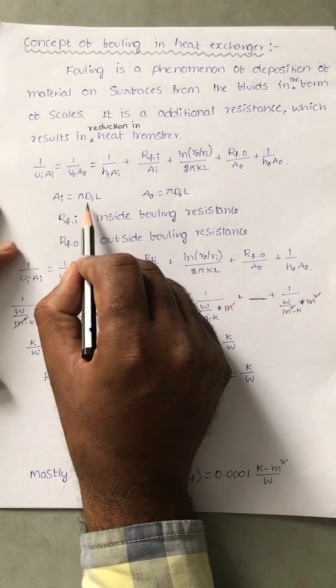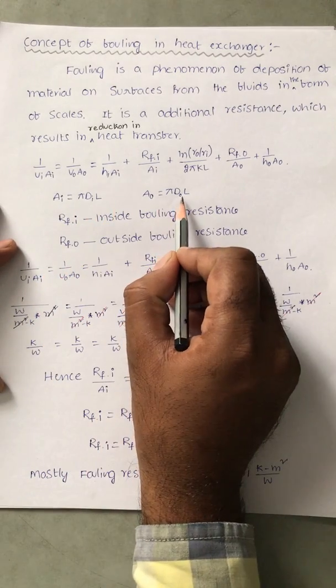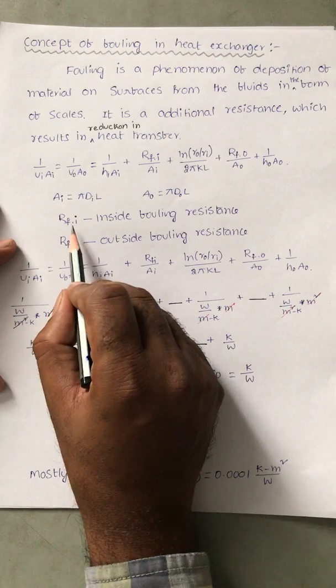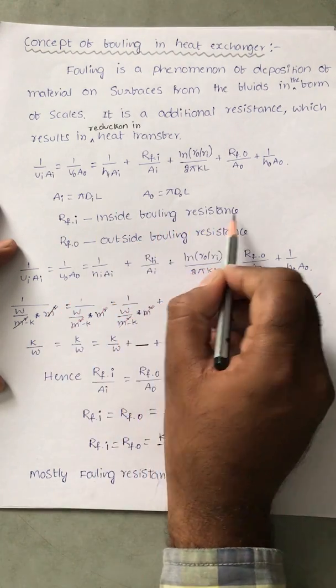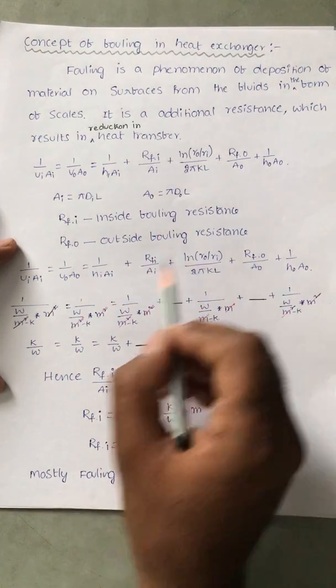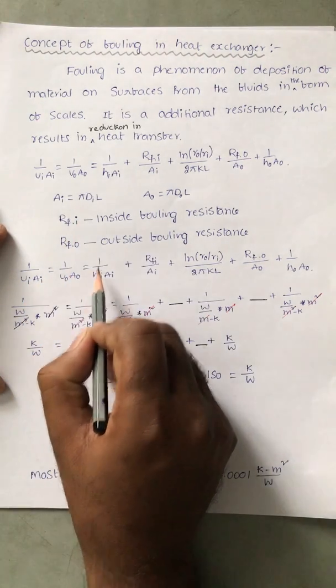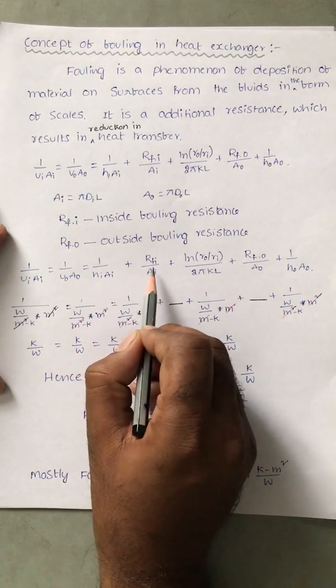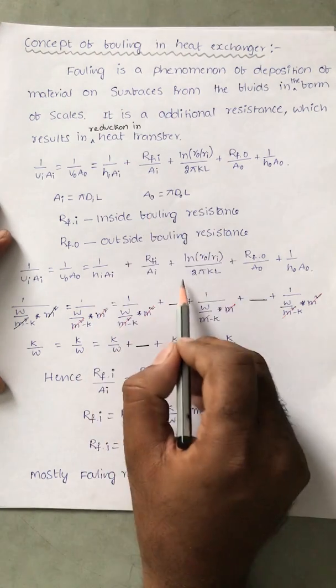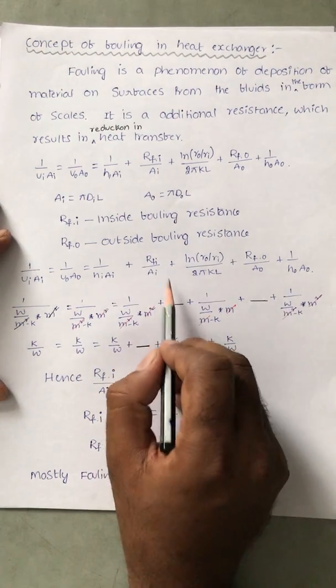And if Ai is equal to pi Di L, Ao is equal to pi Do L, it is the surface area. RFi is the inside fouling resistance, RFo the outside fouling resistance. 1 by UiAi is equal to 1 by UoAo equal to 1 by HiAi plus RFi by Ai, and so on. The same equation I have written here also for the unit purpose.